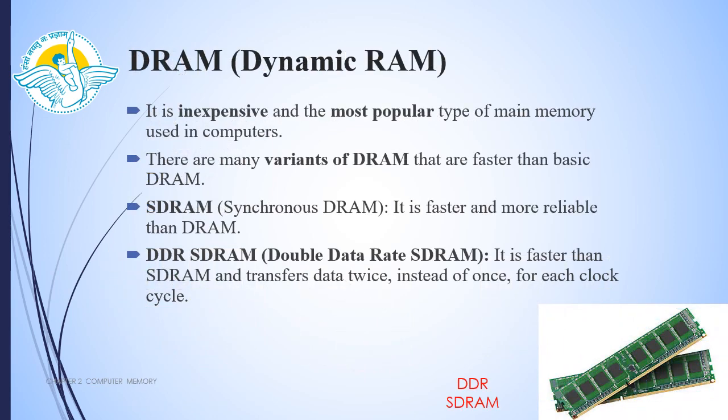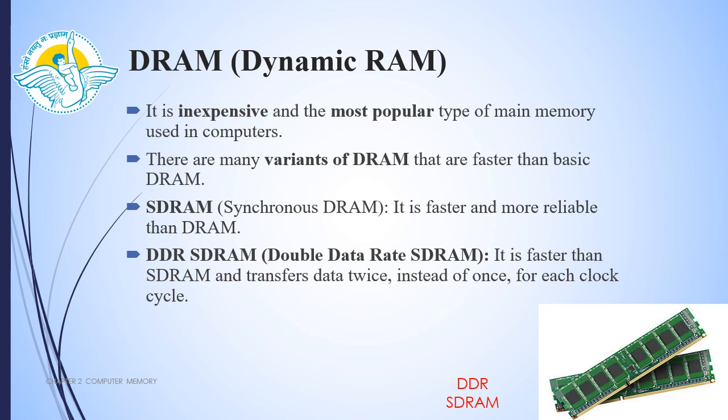Now let us understand the first type of RAM, DRAM or dynamic RAM. It is inexpensive and the most popular type of main memory used in computers. There are many variants of DRAM that are faster than basic DRAM. The first variant is SDRAM or synchronous DRAM. It is faster and more reliable than DRAM.